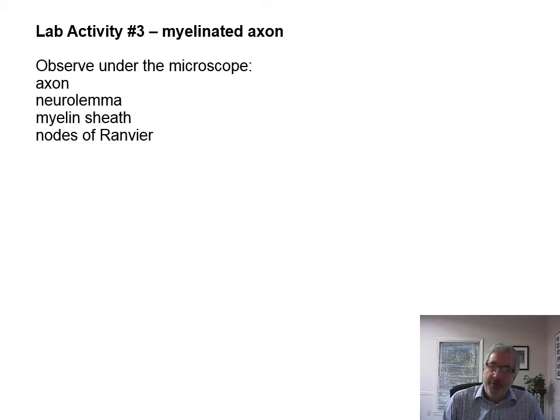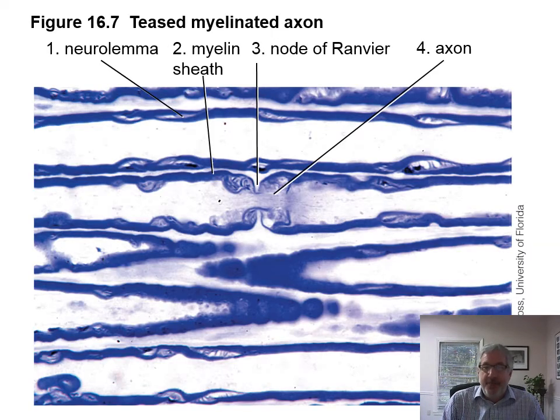Okay, normally we would observe an axon, a neurolemma, a myelin sheath, and nodes of Ranvier under a microscope, but luckily we do have a picture. So here we go. You can see your neurolemma. That's where a little bit of cytoplasm would be. Then you have a myelin sheath. That's this dark blue part here. All that's myelin sheath there.